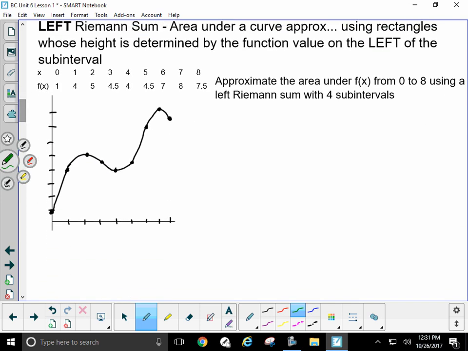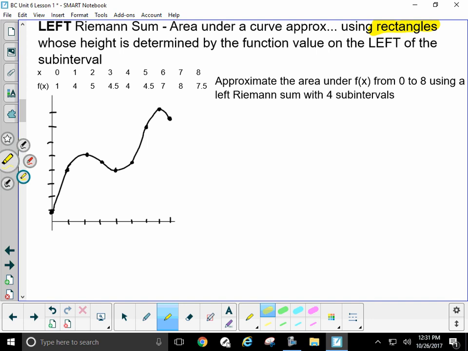Let's start with a left Riemann sum. Okay? Again, left Riemann sum is going to use rectangles. We are going to formulaically place rectangles on top of this curve, and we're going to add up all the areas of the rectangles, and that will be the approximation. Now, the key to this left Riemann sum is the height of the rectangle. Let me show you that in a second.